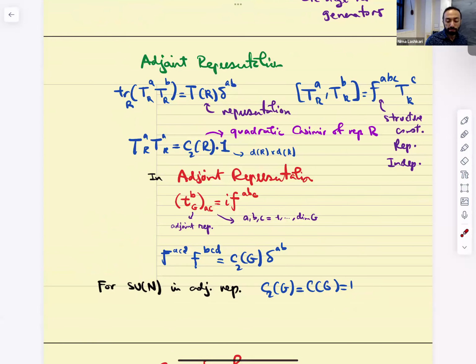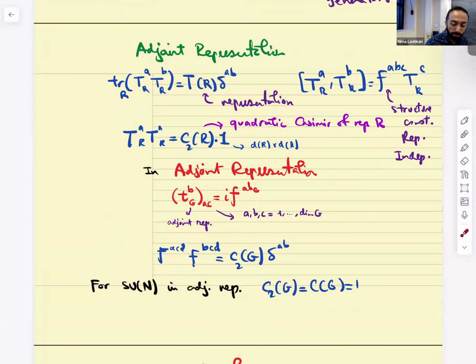Let's quickly talk about the adjoint representation. First of all, in any representation, the Lie algebra generators will satisfy this relation, and these are the structure constants, f^{abc}, which are independent of representation. Now, in representation R, we have the normalization T(R), and multiplying, the square of this we're going to give the name C2(R). The dimensionality of the representation I'm going to call d(R). Capital R here is a label for the representation.